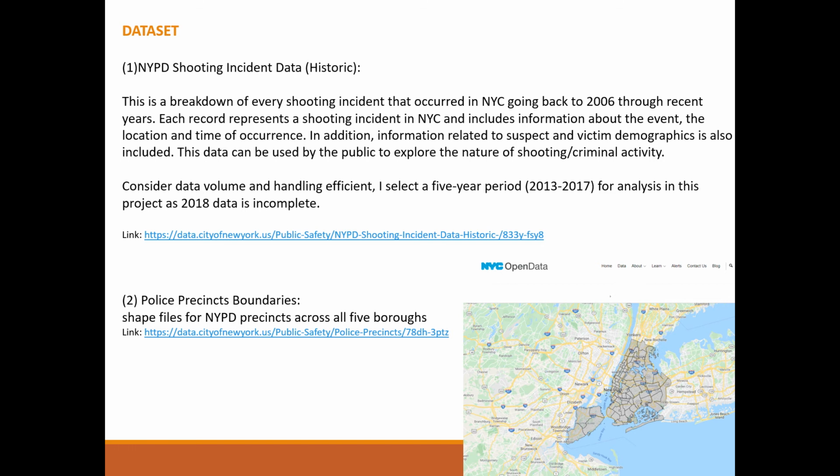My second dataset is the police precinct boundaries, which is a GIS shapefile covering all 5 boroughs.